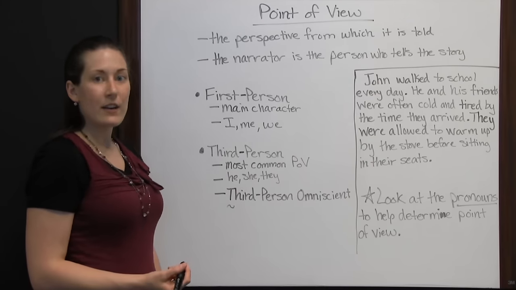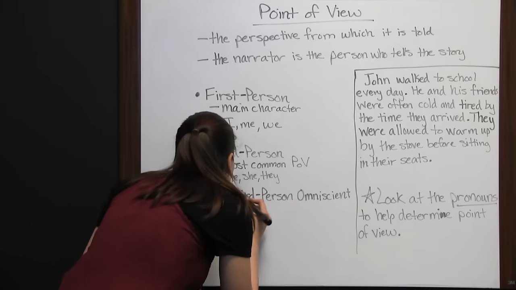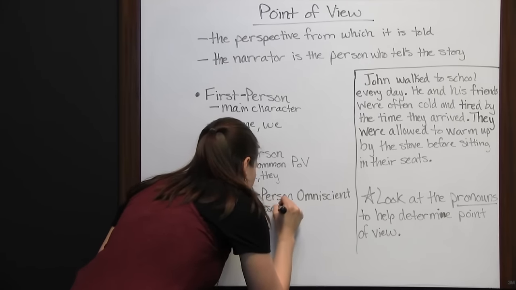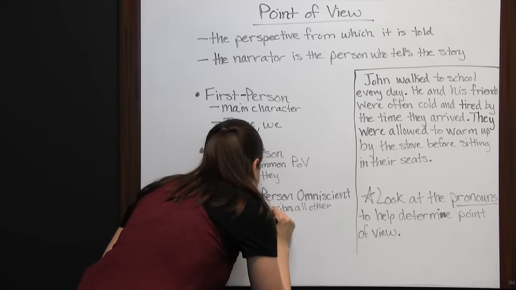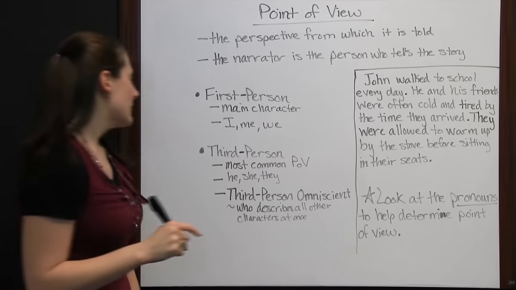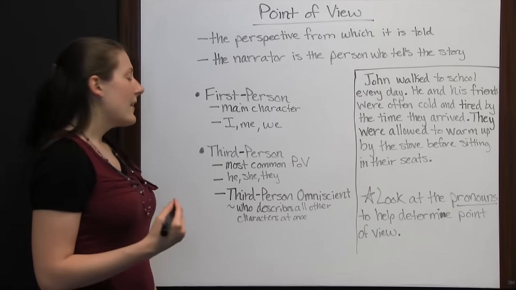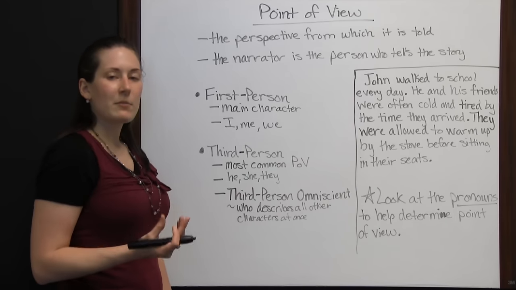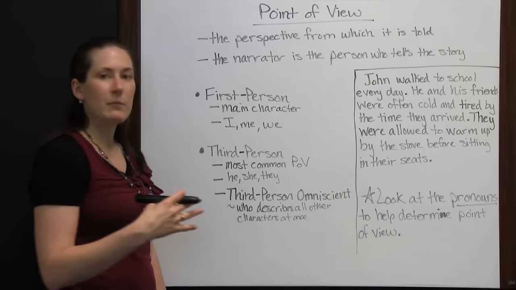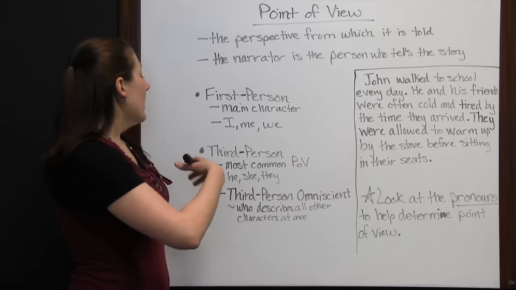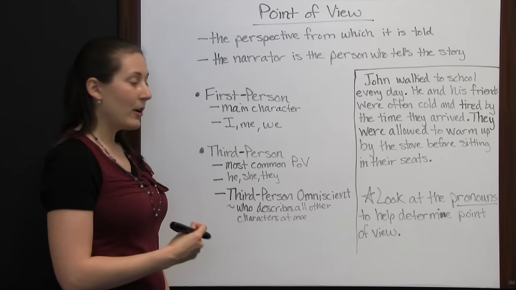And third person omniscient is very common as well. Omniscient means all-knowing. So a third person omniscient narrator is going to be one who describes all other characters at once. So this narrator is going to be able to tell you what every other character in the story is thinking, what every other character in the story is doing. Now they may not actually do it all in the same passage. Sometimes they split it into chapters. So one chapter is written to where the author is telling you everything that Johnny does. One chapter is split to tell you everything that Susie does. So you find out everyone's point of view, but possibly at different times. But the author is able to do all that without actually being a part of the story.